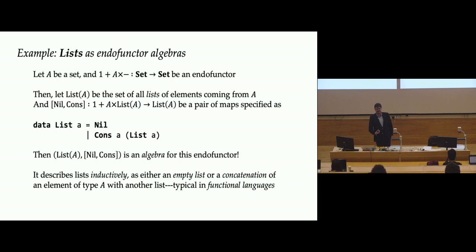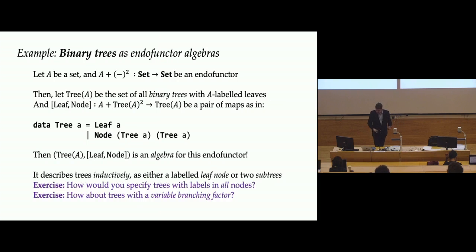You can convince yourself that the list of A is a proper endofunctor, 1 plus A times blank, and that these objects satisfy the constraints you would want. And what's very nice about this endofunctor is that it describes lists in an inductive manner, right? Either as an empty list or a concatenation of one element of type A with another list. This is very typical in functional programming languages.